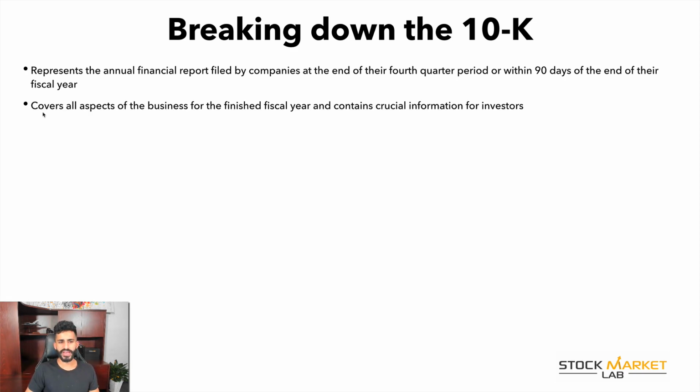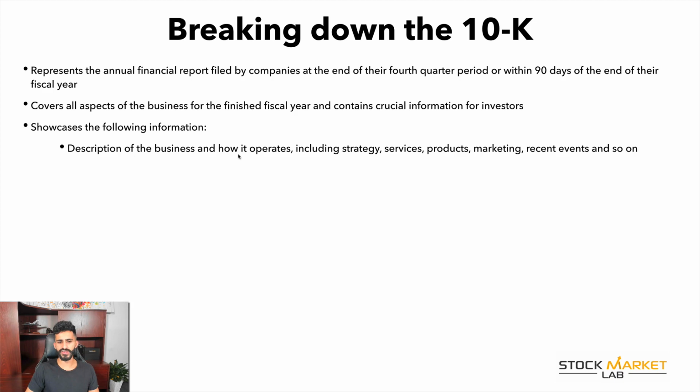Next, the 10K covers all aspects of the business for the finished fiscal year and contains crucial information for investors. It showcases all the following information and obviously more. Description of the business, how it operates, including strategy, services, products, marketing, recent events, and so on. So it basically shows you how the business is operating. It's going to show you what the strategy is, what services they offer, what products they have, their marketing plan, and so many other things. Obviously, when it goes into marketing plan and certain strategy, I don't expect the company to fully elaborate on that, because the market competition can steal that, but they give you a full overview of what they do, who they are, what their approach to the overall market is.